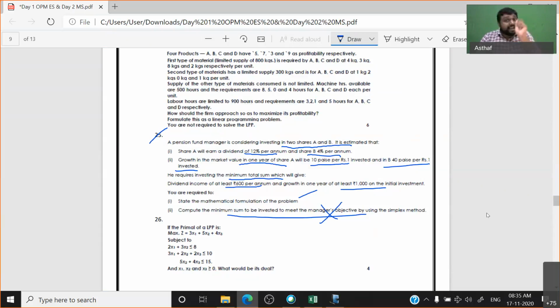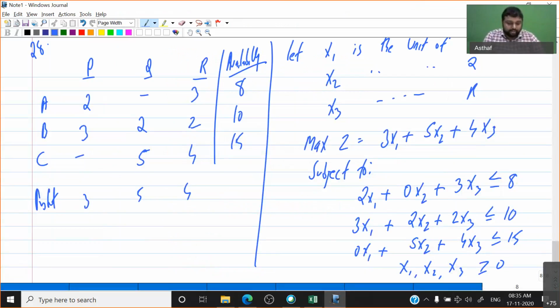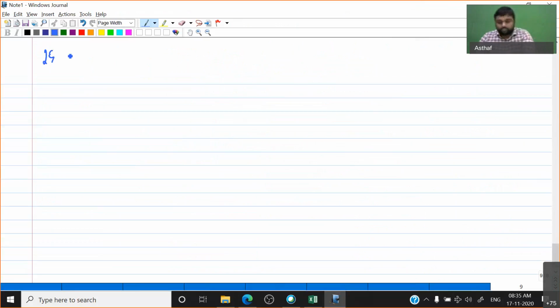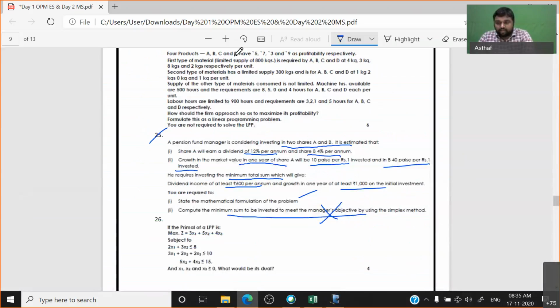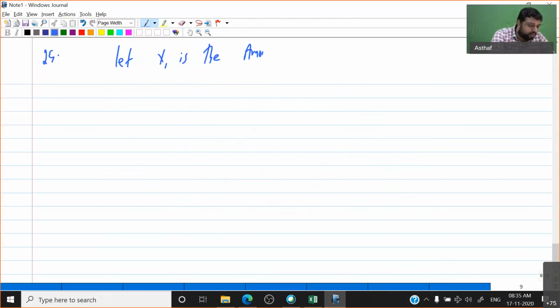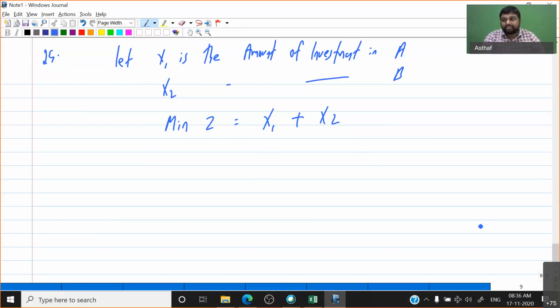So we can start. Here it is minimum. So let x1 be the amount of investment in A. Here it is the amount only, not units. x2 is the amount of investment in B. Your objective is to minimize. So minimize Z equal to x1 plus x2.